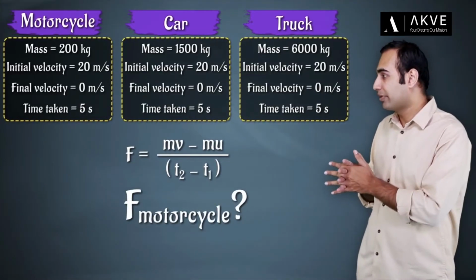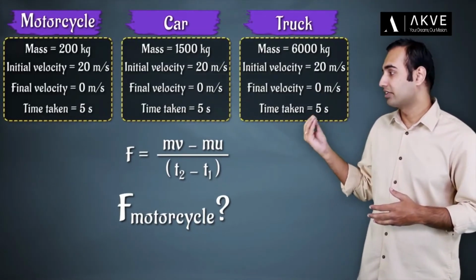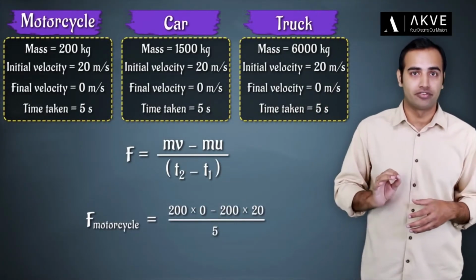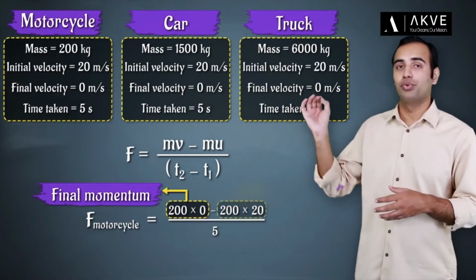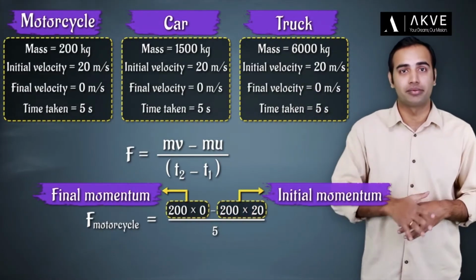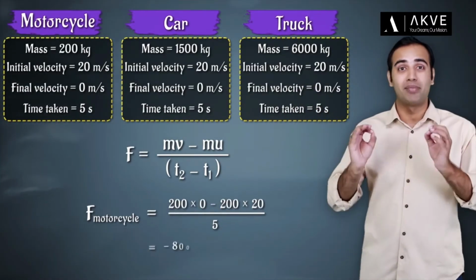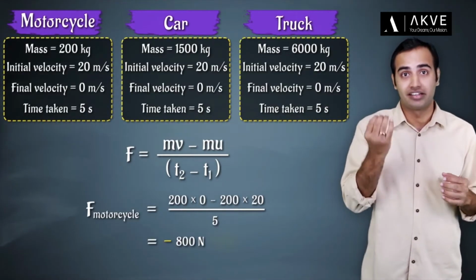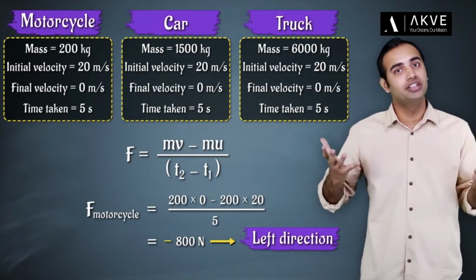Now what is the change of momentum in case of a motorcycle? It's nothing but 0 minus 200 times 20 divided by 5. 0 is the final momentum, 200 times 20 is the initial momentum. Now this value comes out to be minus 800 newtons. The minus or the negative sign represents the left direction over here.